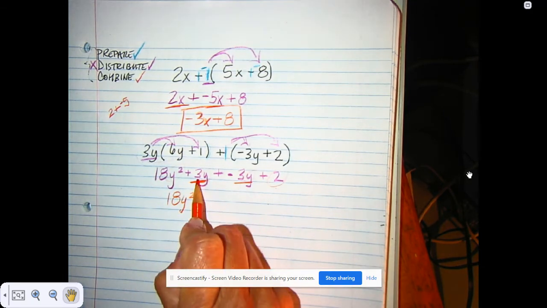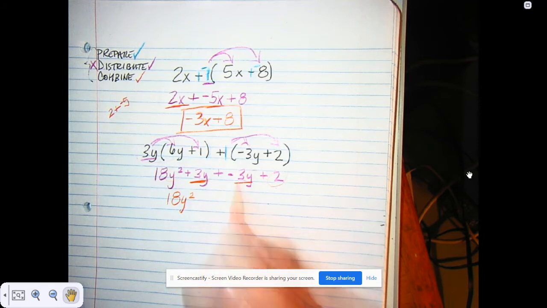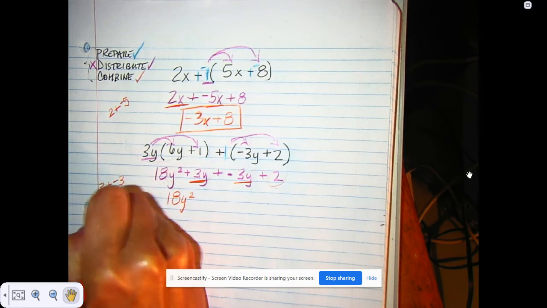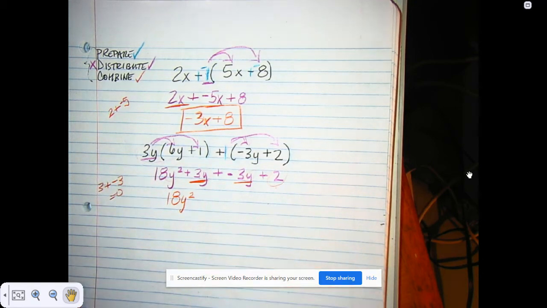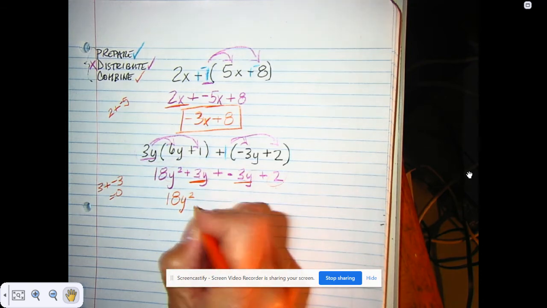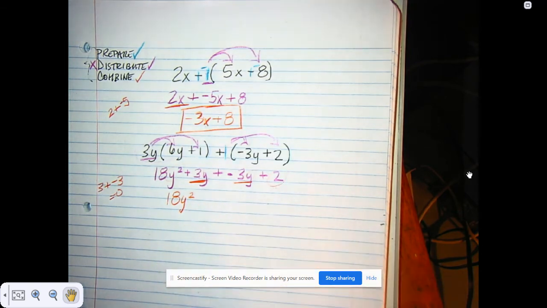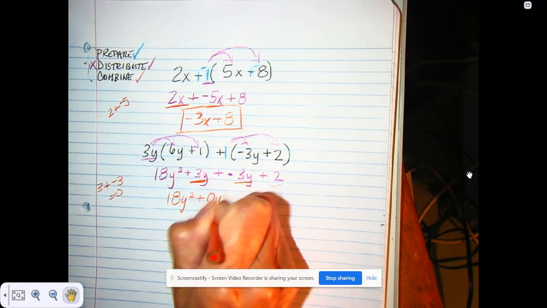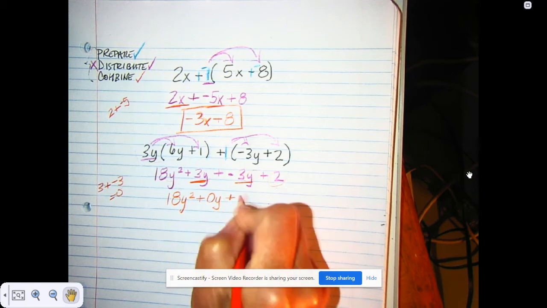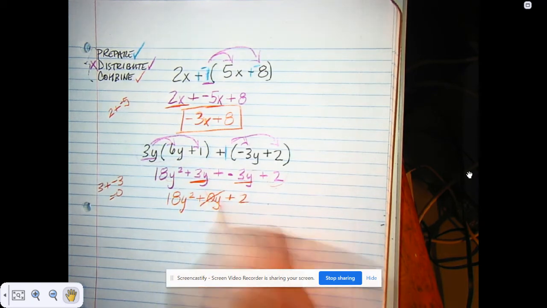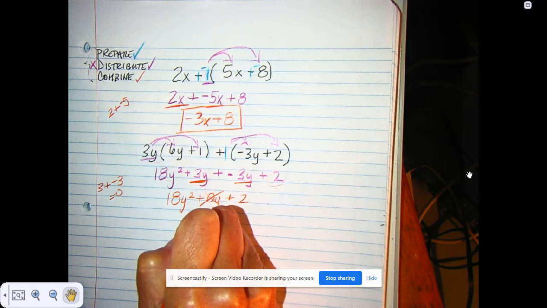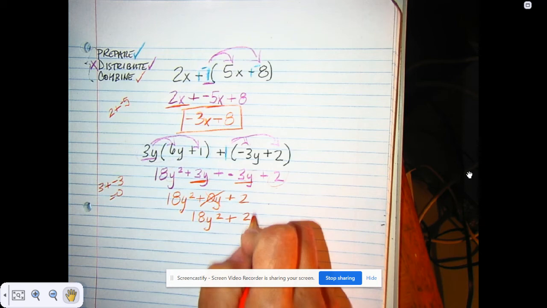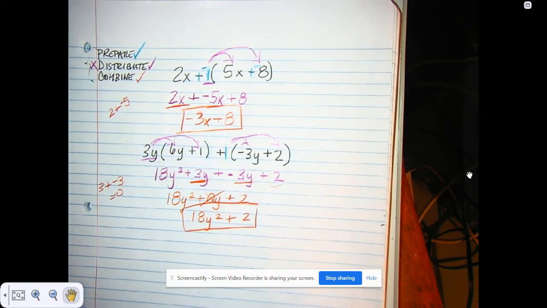Next, I need to combine my 3y and my negative 3y. If I add in my calculator 3 plus negative 3, I get 0. So I have 0 y's. Now, 0 y's means I don't have any y's, so I don't even have to write the y's. So I could think of it as plus no y's at all, and then bring down this 2. But having no y's is like nothing at all. So really my problem simplifies to 18y squared plus 2. And that is simplified all the way.